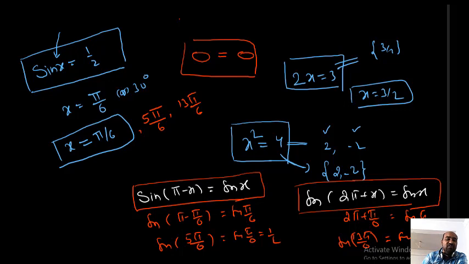Okay, so what happened? Sin x equal half means what is the value of x here? Not unique. Here the value of x is unique. Here the values of x are unique, 2 and minus 2 only. No other values of x will satisfy. But here, sin x equal half means x equal pi by 6 satisfying, 5 pi by 6 satisfying, 13 pi by 6 satisfying. So many. I will show you.